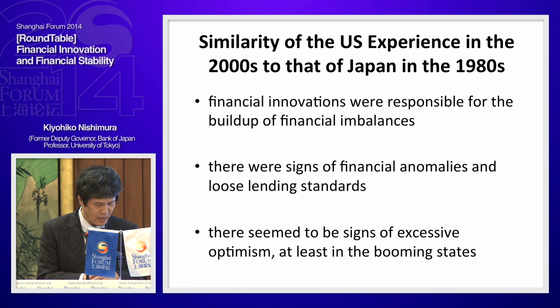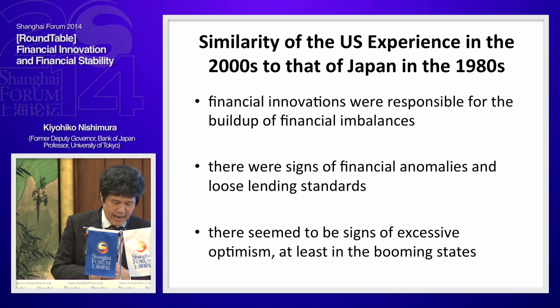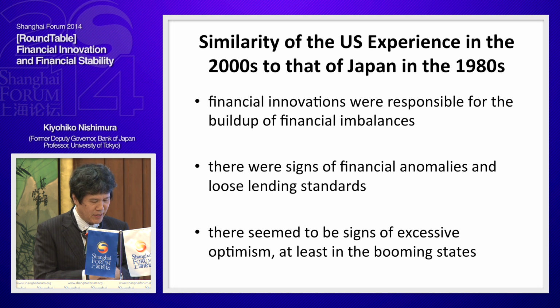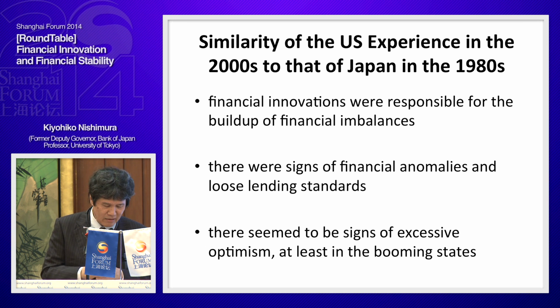Second, there were signs of financial anomalies and loose lending standards. For example, perhaps you might know the CDO squares. And the CDO squares are based on CDOs, which were in turn based on subprime mortgage pools. But they have sometimes had very thick AAA tranches, even though their base assets are substantially risky.